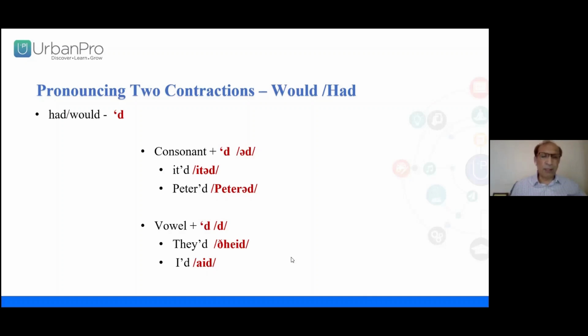Let's make a sentence out of it. She would rather have tea than coffee in the afternoon. Okay, so I'm having a vowel sound followed by would. So it becomes, she'd rather have tea than coffee in the afternoon.